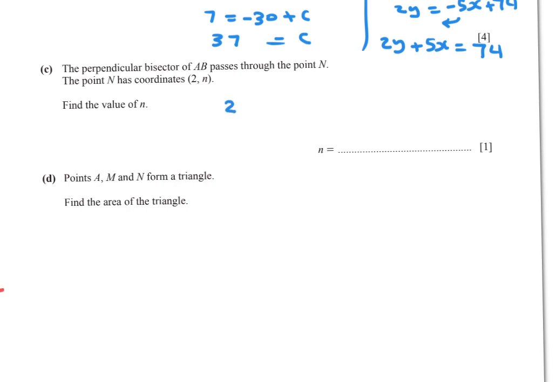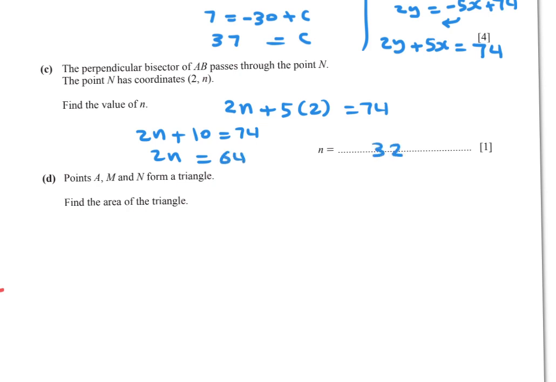So 2n plus 5 times 2 equals 74. So 2n plus 10 equals 74. So 2n equals 64, divided by 2, so n equals 32. Points A, M, and N form a triangle. Find the area of the triangle.